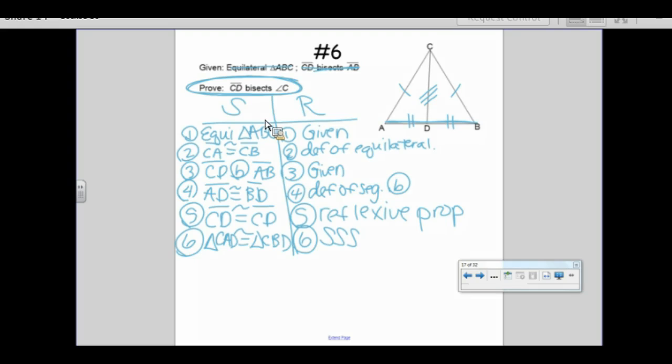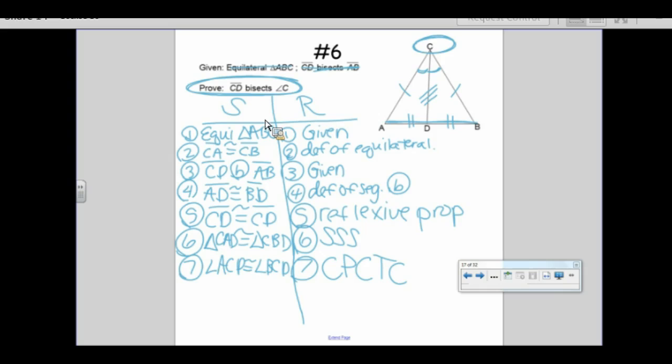I'm trying to prove that this angle got bisected. So now I'm going to say that this is congruent to this. This is new. We've never seen this before in our proofs. I'm going to say angle, not triangle, angle ACD is congruent to angle BCD, and that's by CPCTC. Corresponding parts of congruent triangles are congruent.